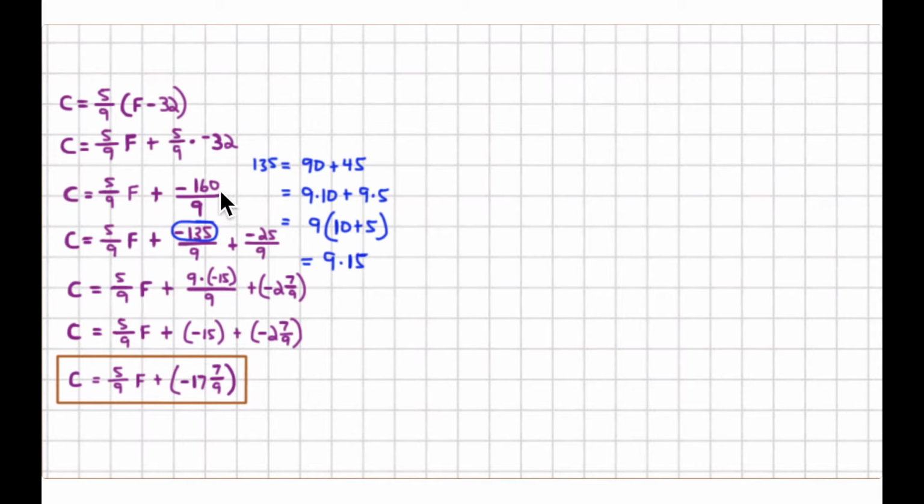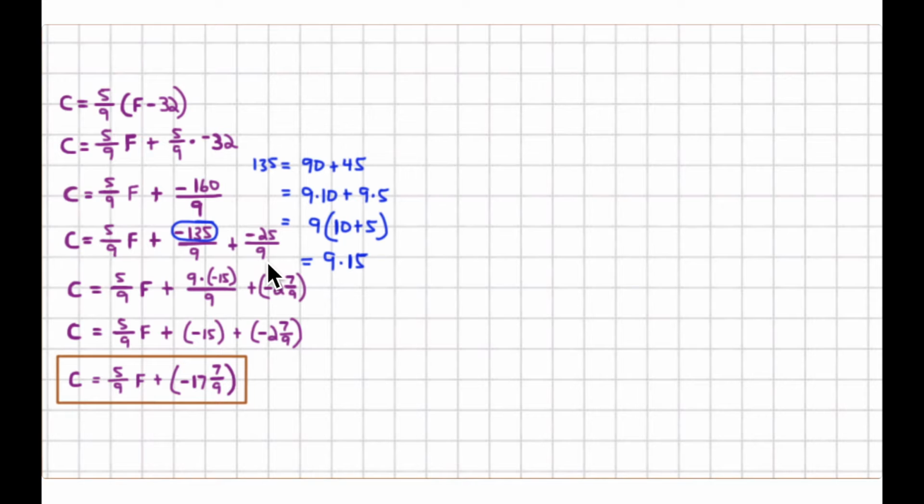So again, split this 160 into a multiple of 9 and whatever's left over. Well, I know that 9 times 10 is 90, so 90 is a multiple of 9. And I know I can include 45 more units, which is going to get me to 135. So I know that 135 is a multiple of 9 because it's 90 plus 45. Factor out the 9, and you get 9 times 15. So I'm going to rewrite this negative 135 as 9 times a negative 15, and what's left over is a negative 25/9.